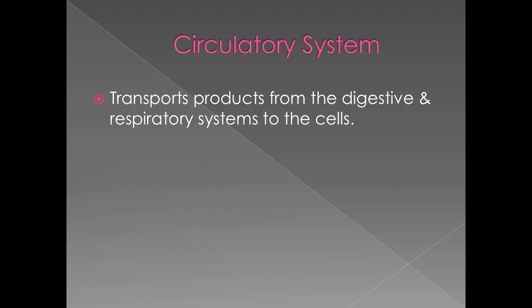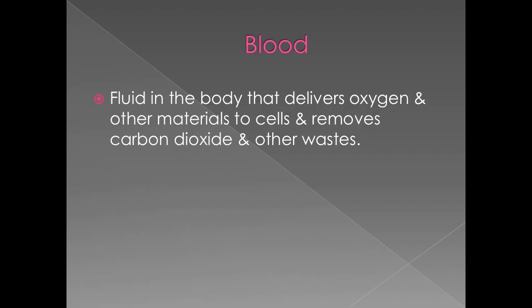The circulatory system's job is to transport products from the digestive and respiratory systems to the cells. So the circulatory system's job is to transport the nutrients that we get from the food and oxygen that we get in from the respiratory system, and transport it along in your body to the cells that need it. So that way you can sustain life.